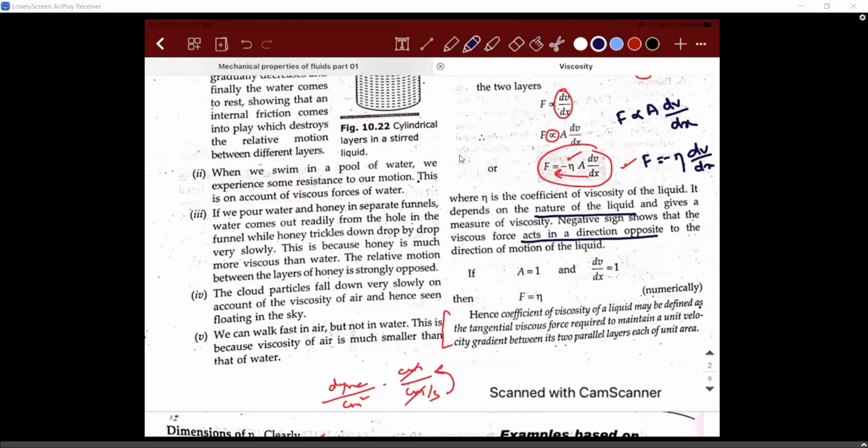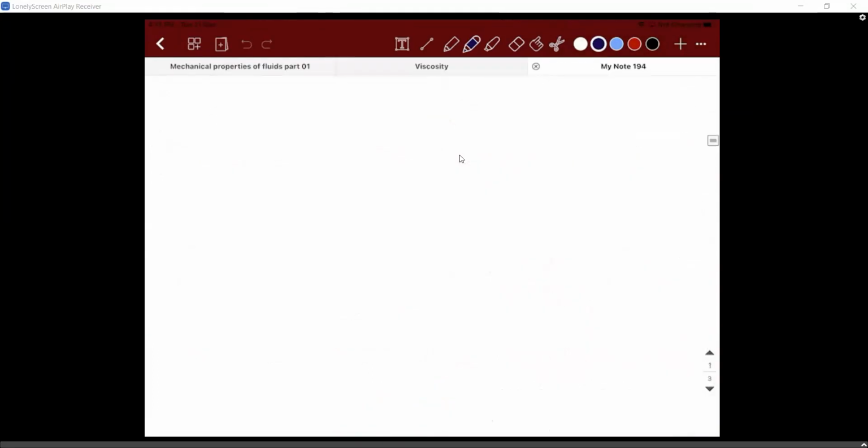Since it is subjective, I don't know how the blueprint is going to be, but let's assume it is a subjective question and you're asked to write this definition. There are two options: you can either memorize it or understand it. So let's try to understand it in a better way. Generally, whenever you have a mathematical equation, what is the mathematical equation you have? F is equal to minus neta into A into dV by dx.